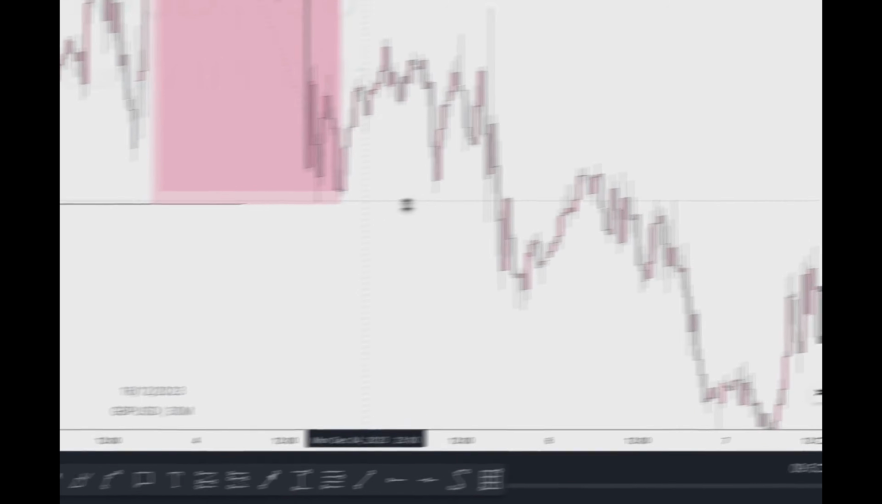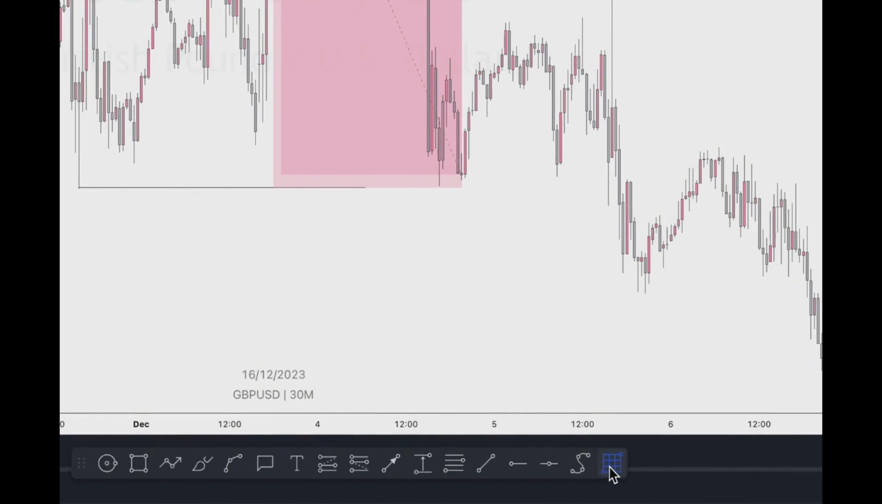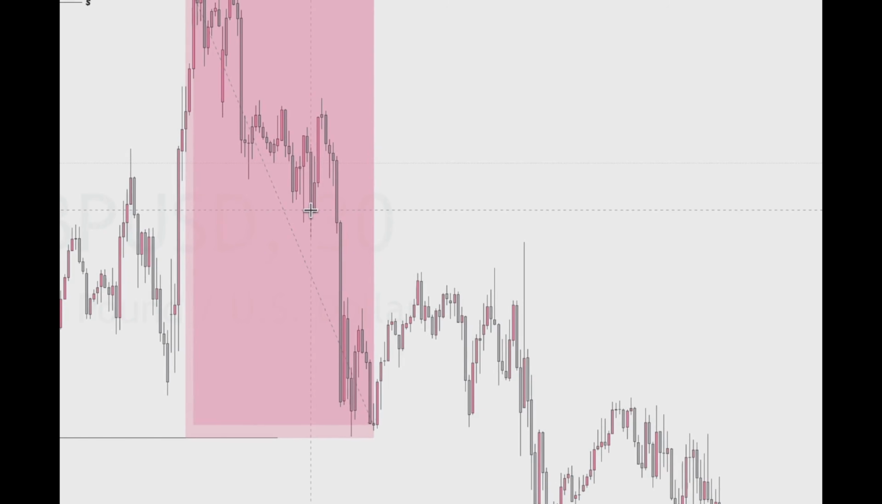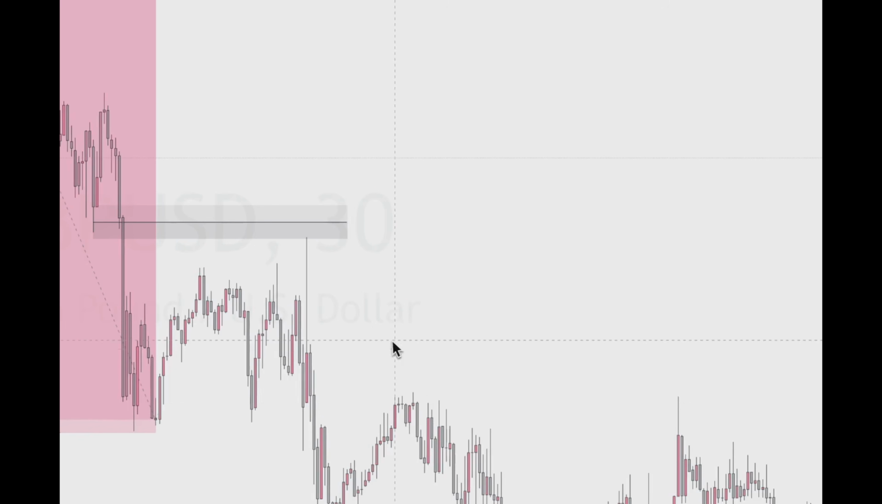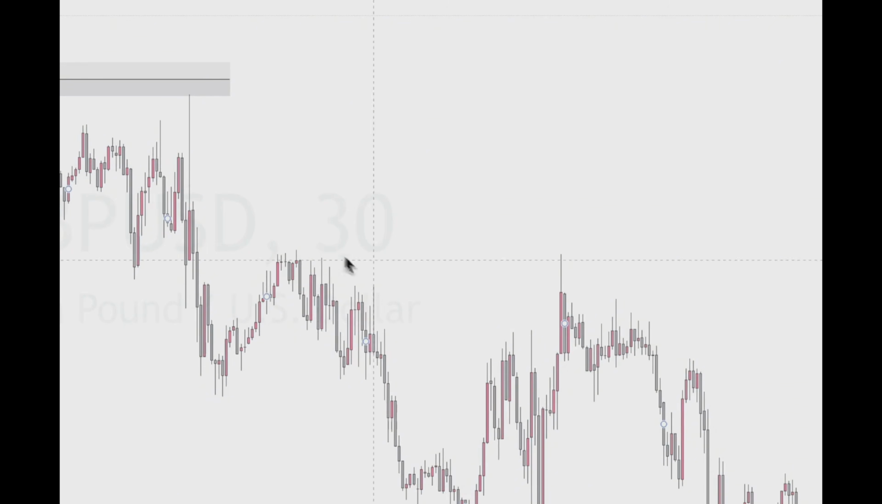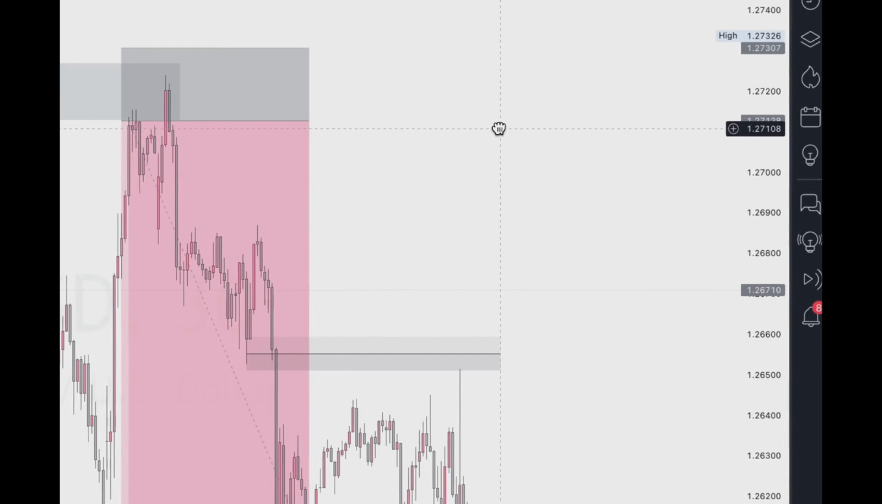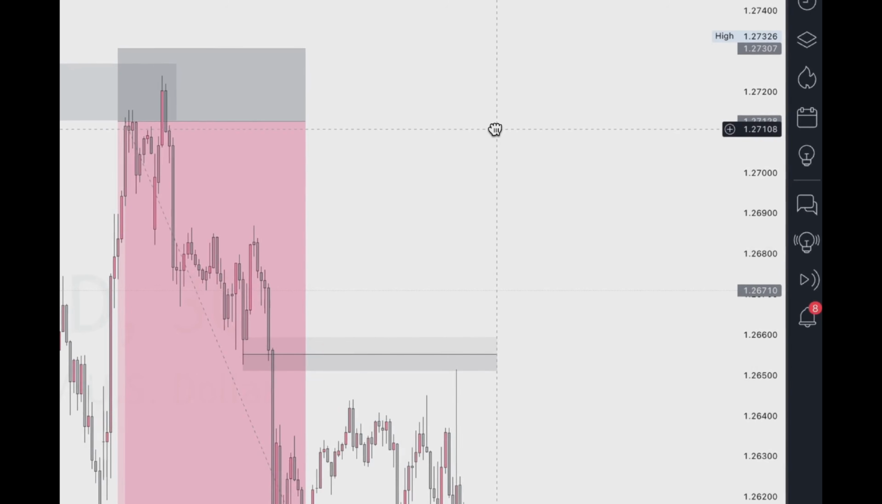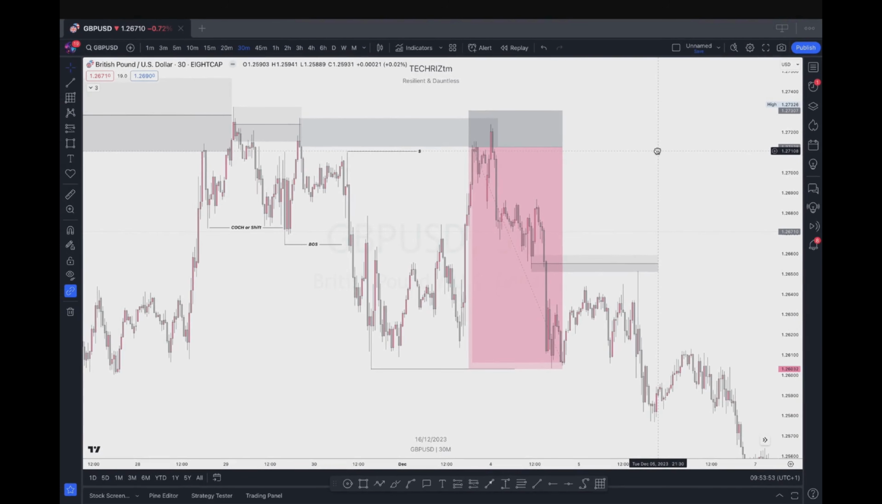If you paid very close attention to the mitigation block classes, you would find an entry around here, and you can still get in on the trade. So this is simply how you can trade counter trend using HTF, framing your HTF bias down to your lower time frame bias.